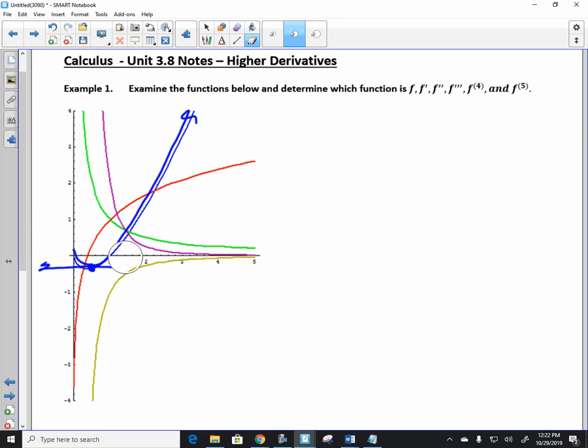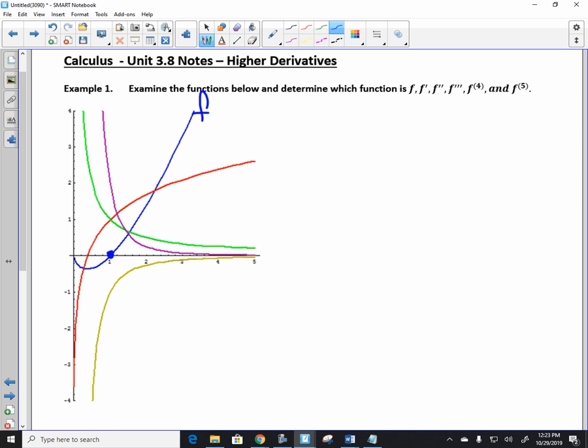How do we know that the blue is the original? Very, very easily. Look right here. The blue function crosses 0 at that spot. Do any of the other functions have a slope equal to 0 at 1? No. The yellow's positive, the red's positive, the green's negative, the purple's negative. So you know that the blue is the original. That's F.